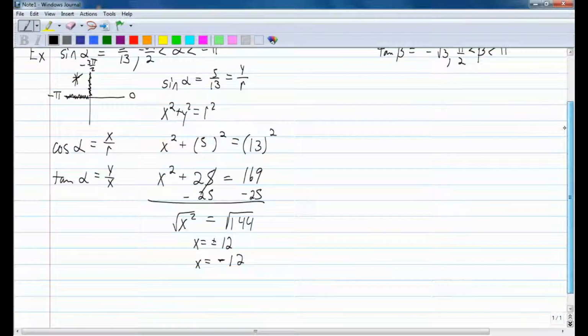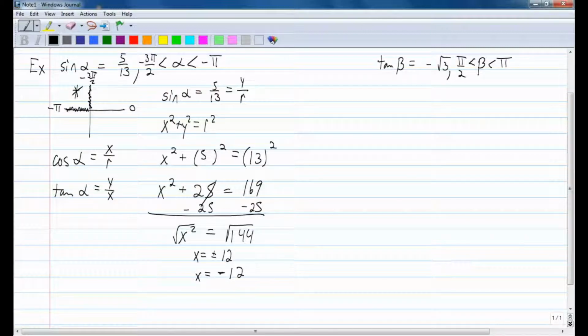Alright, so let's come back over here to our formulas. Cosine of alpha is x over r, so that's going to be negative 12 over 13. Tangent of alpha is y over x, so that's going to be positive 5 over negative 12. So you can say that's like negative 5/12.